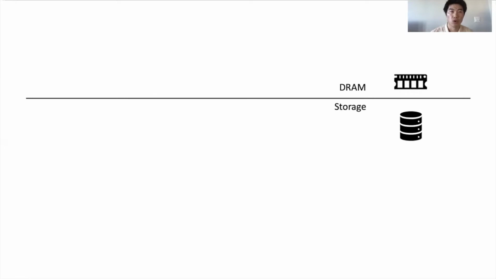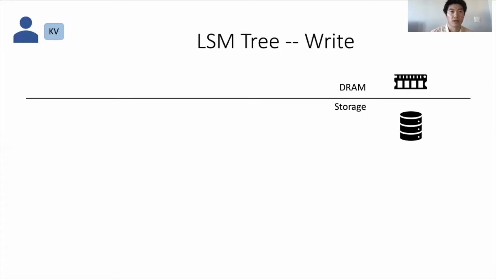So let's zoom into the internal operations in an LSM-based key-value store. In a typical setting, there are DRAM and storage. In the write operation, the user will store a key and value pair into the key-value store. First, the key and value pair will be inserted into a memory component, which is a sorted data structure. It can be implemented as a tree or skip list. And the in-memory component has a size limit.